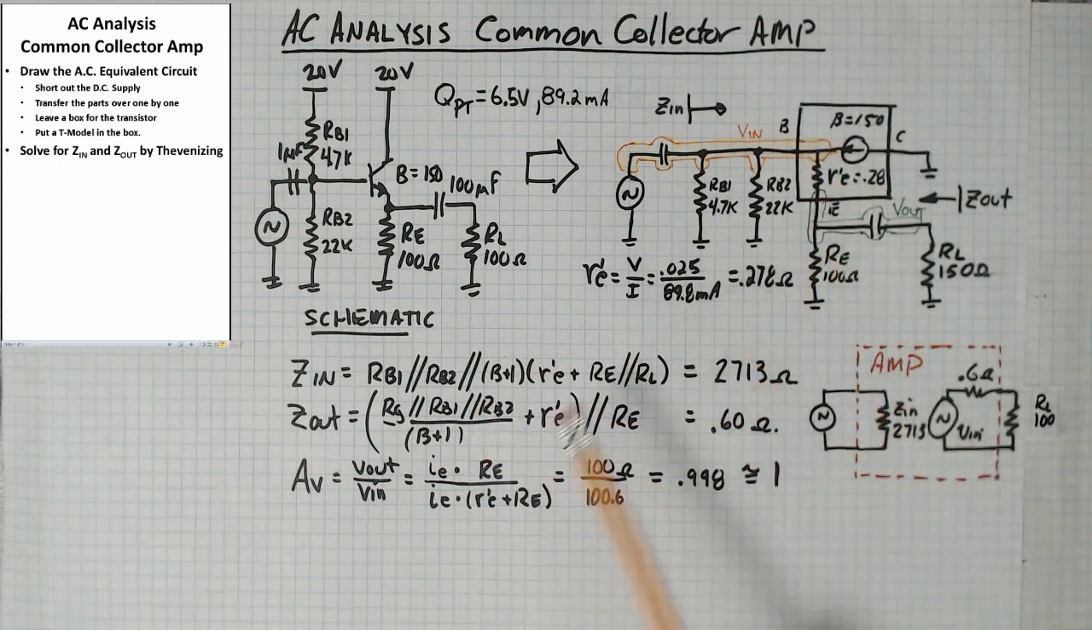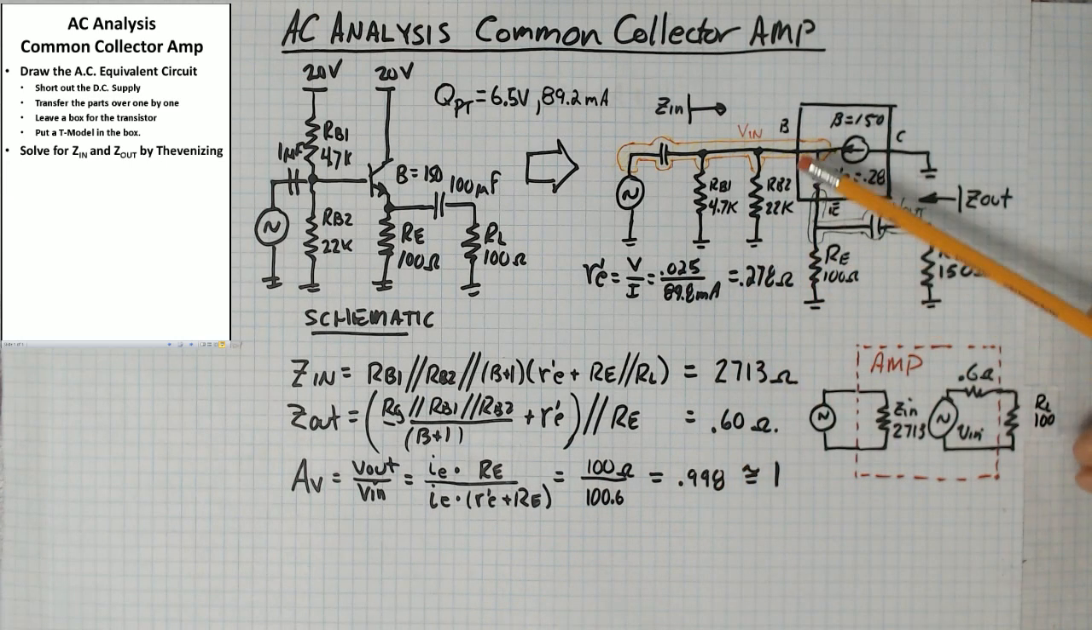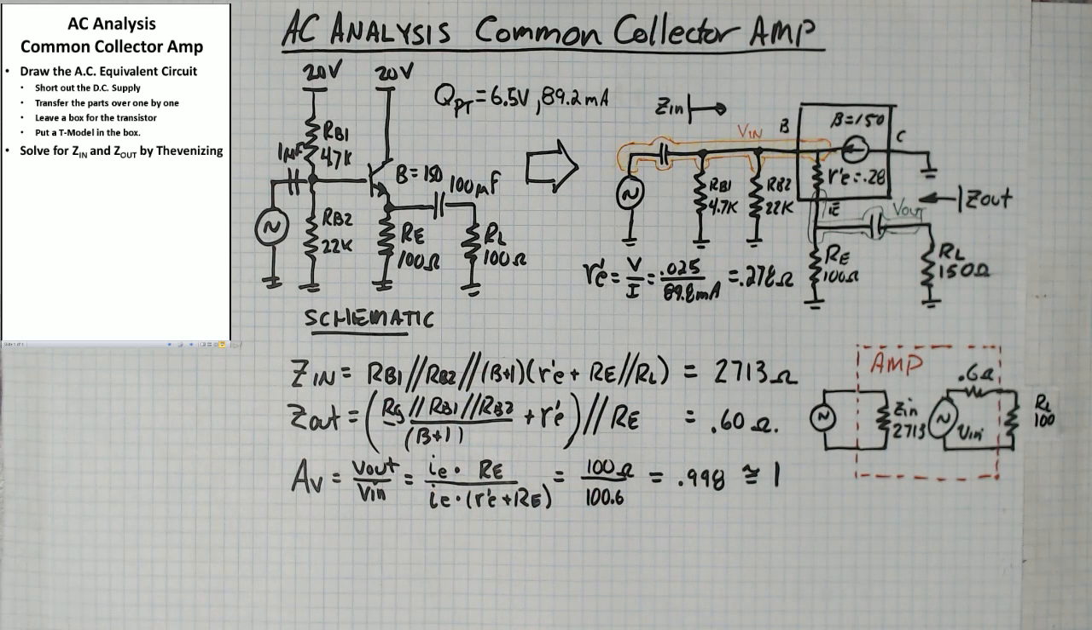So again, 1, 2, 3 in parallel, 1, 2, 3 in parallel. You cross the beta line, you divide it by beta plus 1. You come a little further back, you add on r'e, and then you come and look at it from here and you put all of this stuff in parallel with RE. That gives you a Zout of 0.6 ohms.